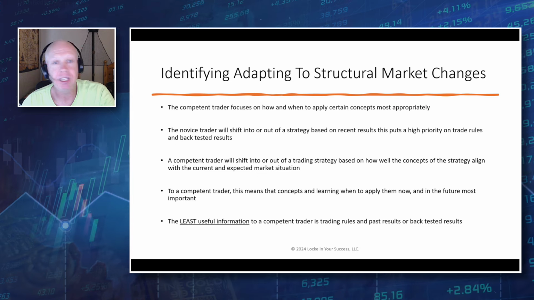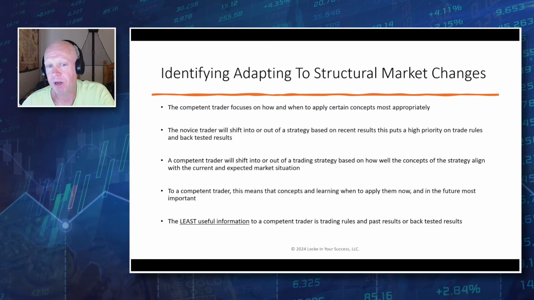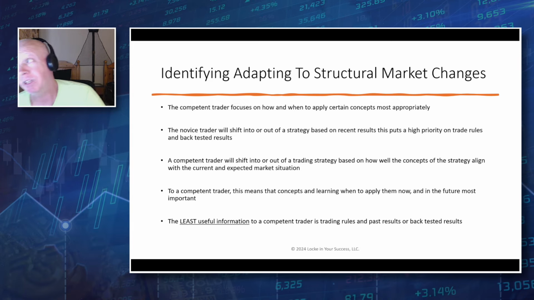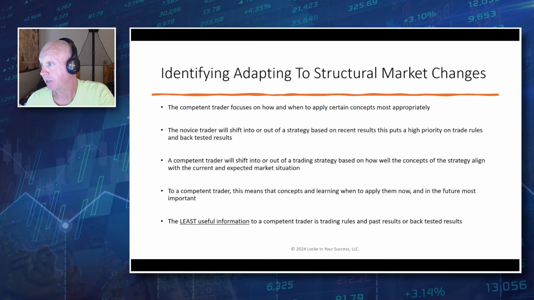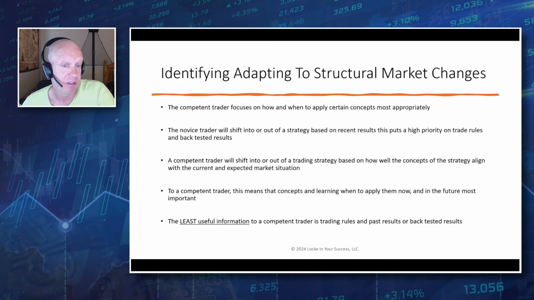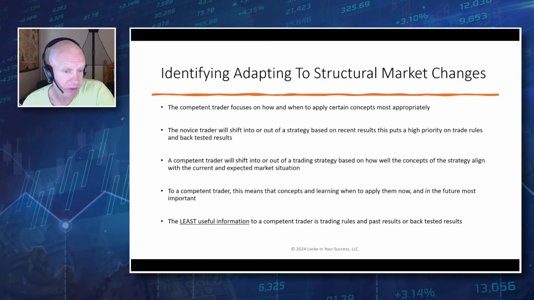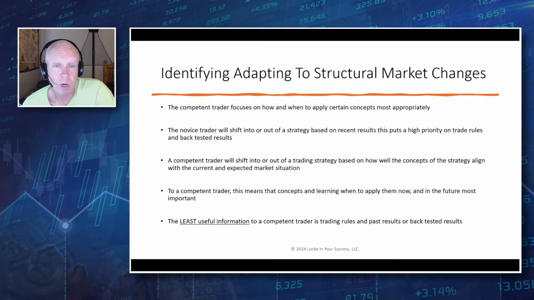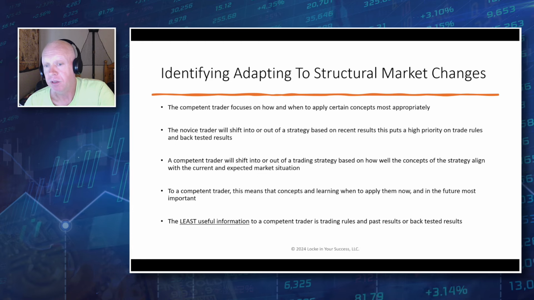So if I'm understanding those dynamics and how they're coming together, I can shift in and out of strategies, not based on how they've done recently or how they back tested, but based on what's actually happening and what I understand about the strategies. This is what a competent trader does, right? He understands what he's trading. He understands what he's trading it in.